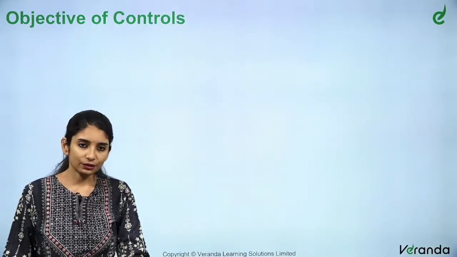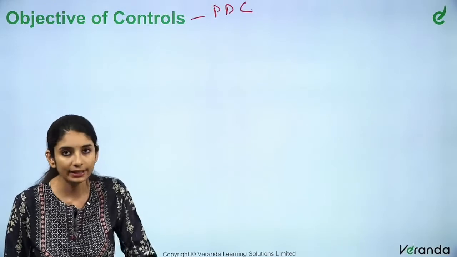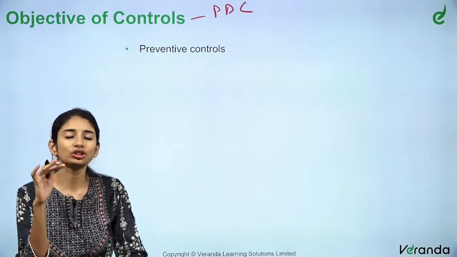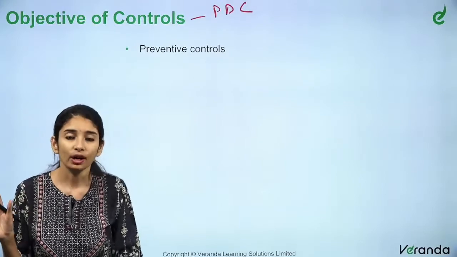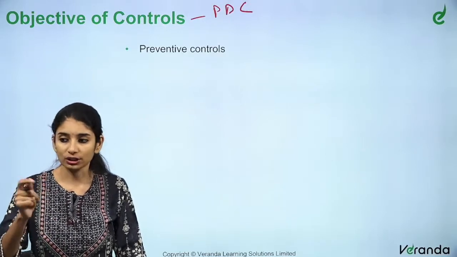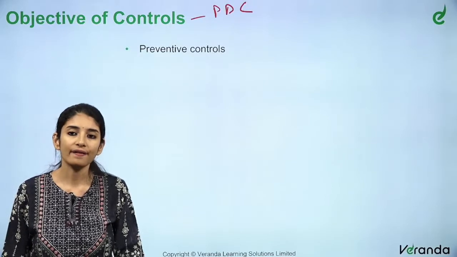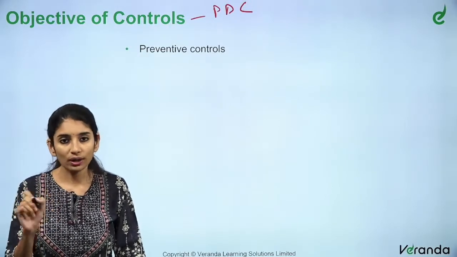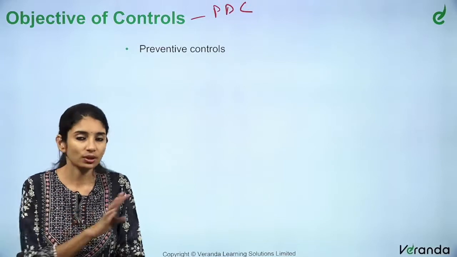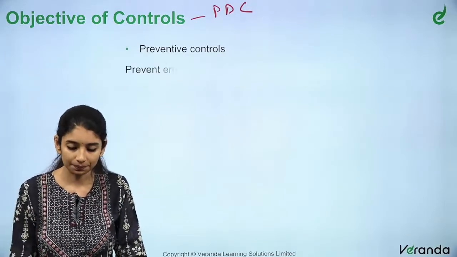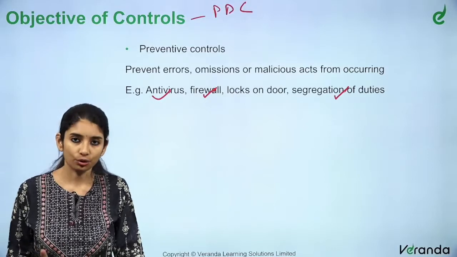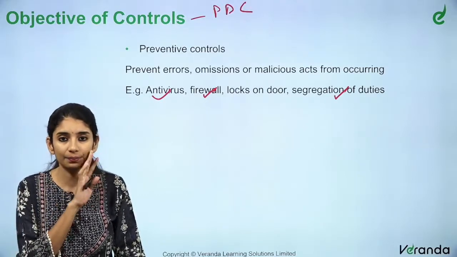Wonderful. So, based on the objective, if you can remember, we have PDC: preventive, detective and corrective control. When I talk about preventive control, it means that I want to prevent errors or omissions or any malicious acts from occurring. For example, what can I do to prevent things from happening? I can have a password, I can have locks on the door, I can have an access register where only authorized people are allowed to enter the office. All these are preventive controls that are put in place so that mishaps do not even happen. Antivirus, firewall, segregation of duties, all these are preventive controls. Segregation of duties, so that I ensure that errors are prevented.